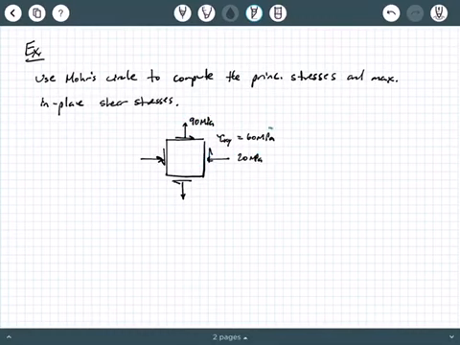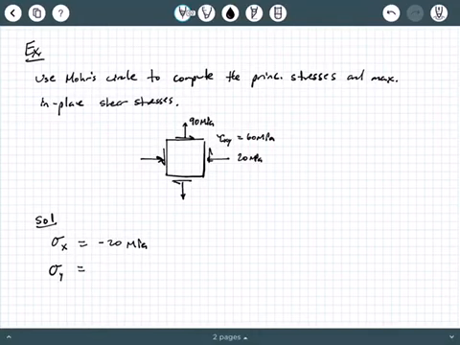In this video, we are going to be doing an example where we're going to use Mohr Circle to compute the principal stresses and maximum in-plane shear stresses for the element shown here. And just to make sure we know what we're looking at, we have a stress element that is subject to a tensile stress in the vertical direction, as well as a compressive stress in the horizontal direction. And then we have an applied shear stress in its positive sense.